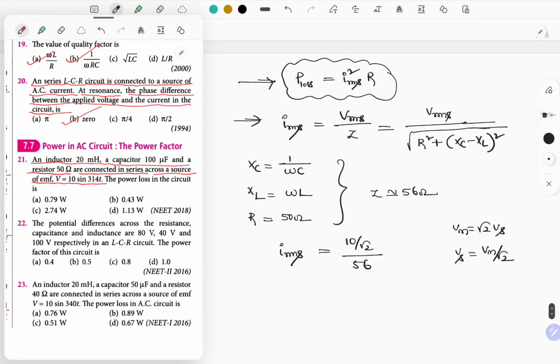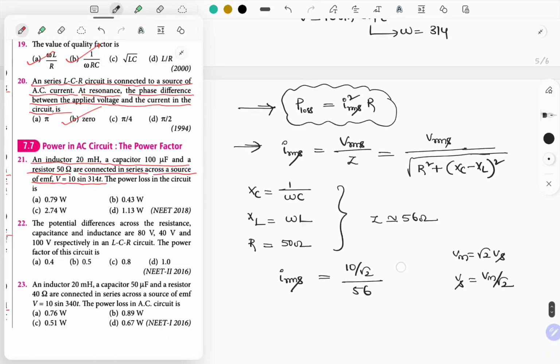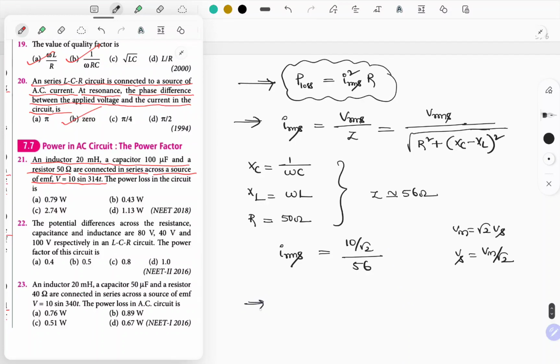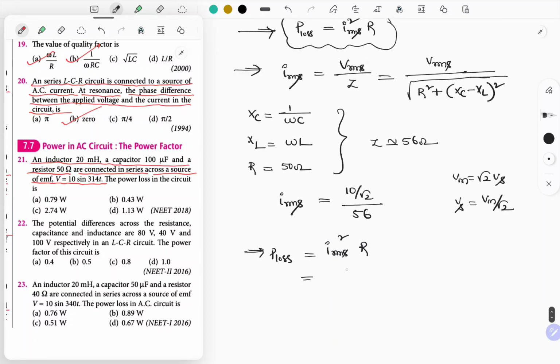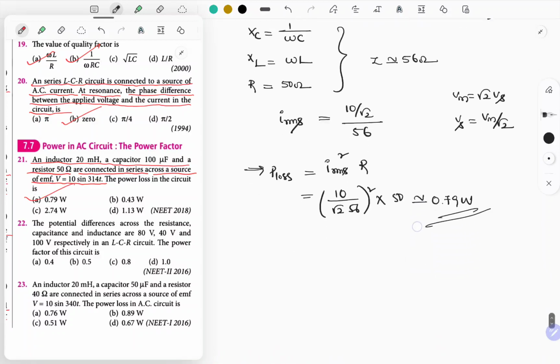So keep it as it is. Let's substitute in the formula for power loss. Power loss P_loss is equal to I_RMS square R. I_RMS square is (10 by root 2 into 56) whole square. The R is 50 ohm, which will give you the answer approximately 0.79 watt. Which option? Option A is the suitable answer.